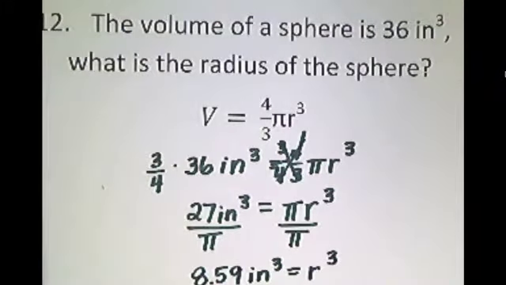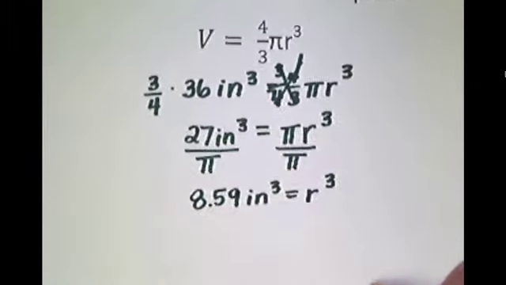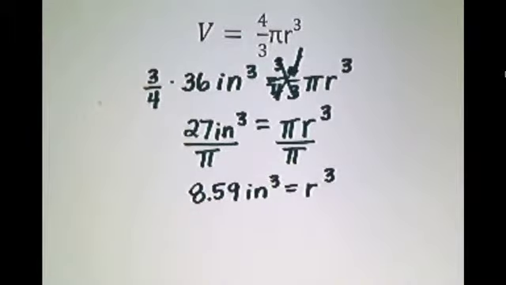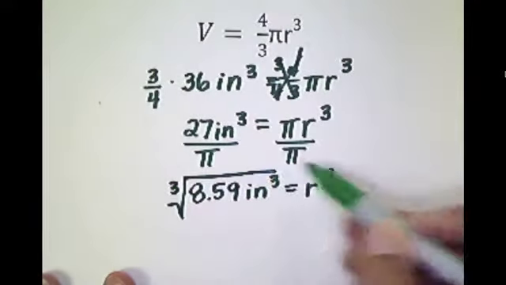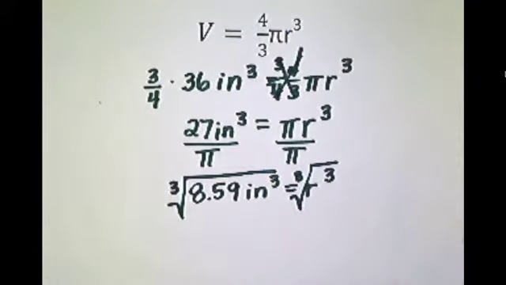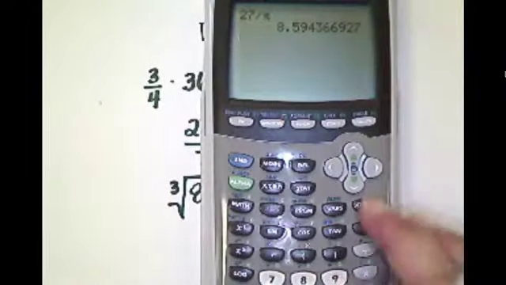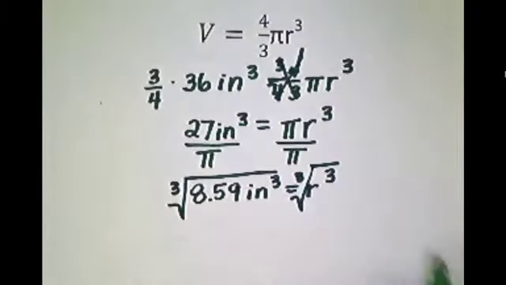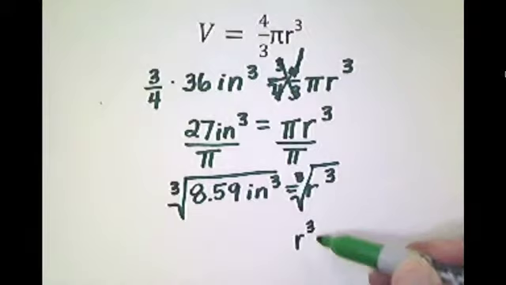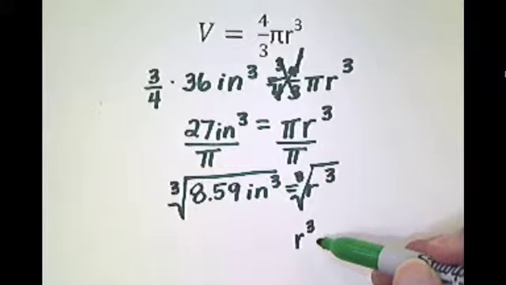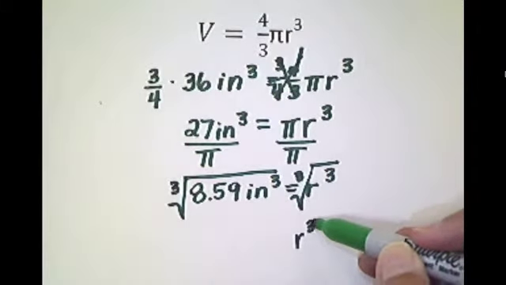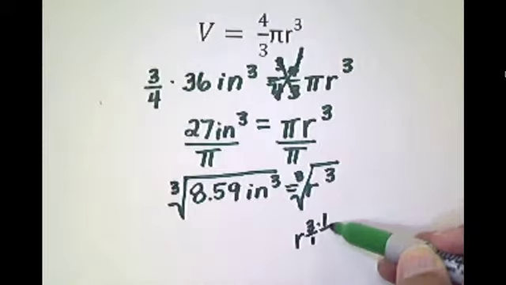Now we have to deal with the exponent R cubed. The inverse of taking something to the third power would be a cube root. So we're going to take the cube root of both sides. In the calculator, the powers, this is R to the third. So when you want to take a cube root, we need to get that 3 to become a power of 1. In order to do that, we have to multiply this 3 by its reciprocal.